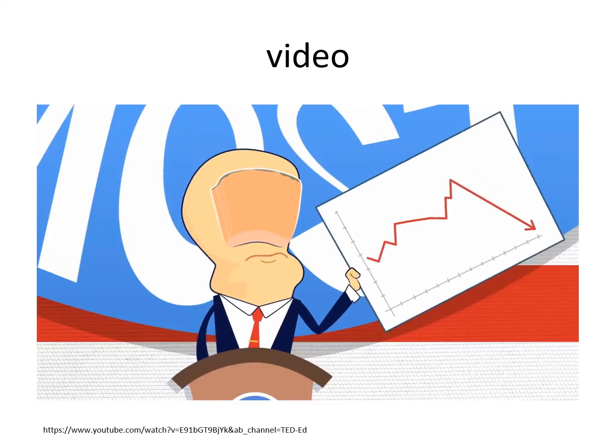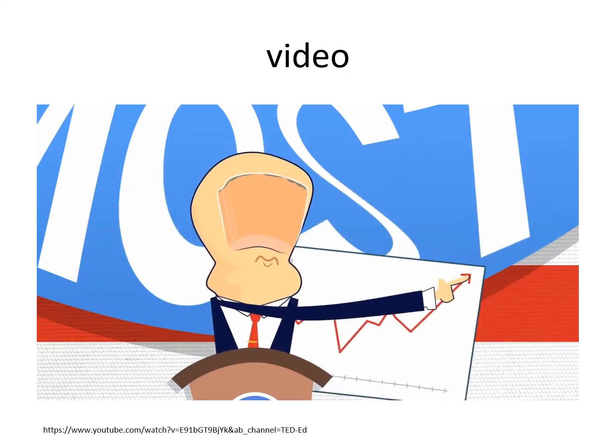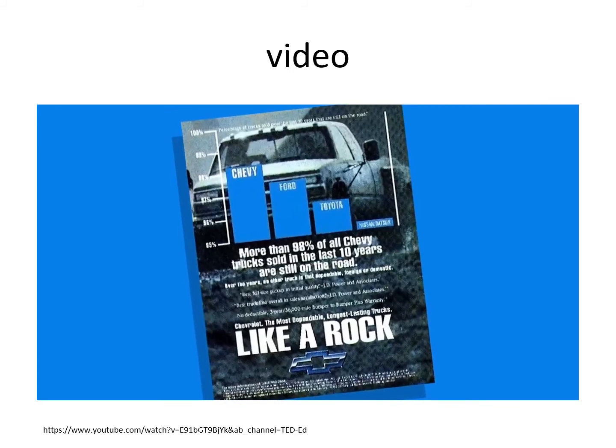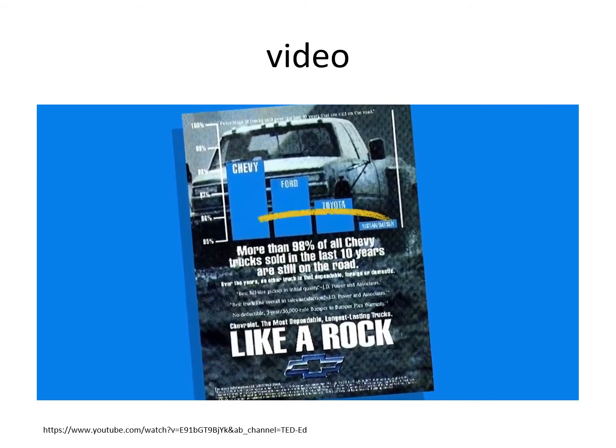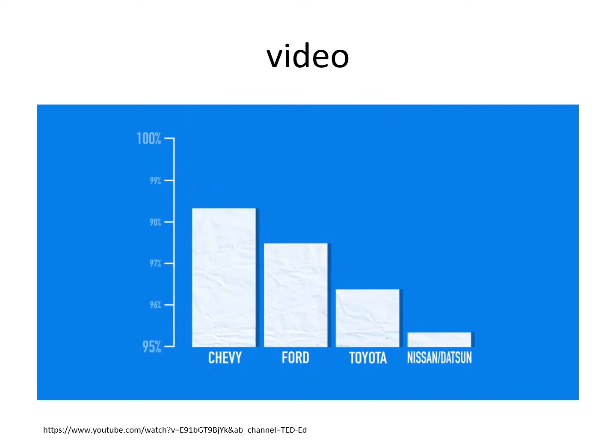Yet, as it turns out, there are plenty of ways graphs can mislead and outright manipulate. Here are some things to look out for. In this 1992 ad, Chevy claimed to make the most reliable trucks in America using this graph. Not only does it show that 98% of all Chevy trucks sold in the last 10 years are still on the road, but it looks like they're twice as dependable as Toyota trucks.